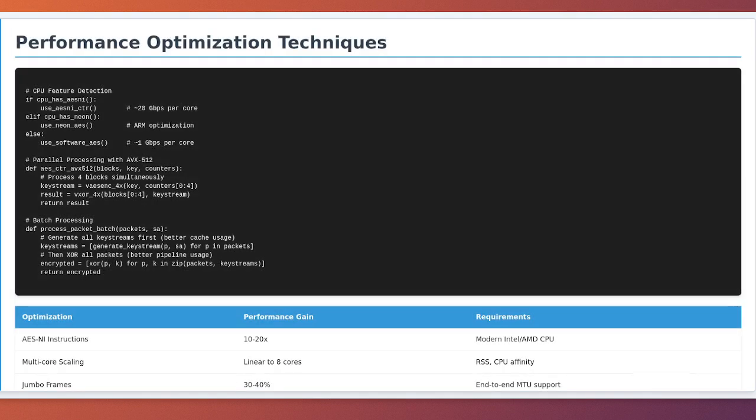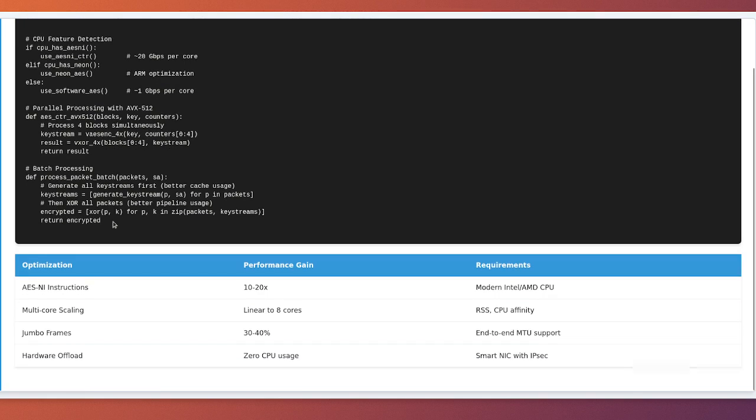Performance optimization. Achieving optimal performance with ESP AES-CTR requires understanding both the algorithmic advantages of CTR mode and the hardware acceleration features available in modern systems. The performance characteristics of AES-CTR make it ideal for high-speed networking, but realizing its full potential requires careful attention to implementation details. Let me share the key optimization strategies that can make the difference between a VPN that struggles at 1 gigabit per second and one that easily handles 40 gigabits per second or more.